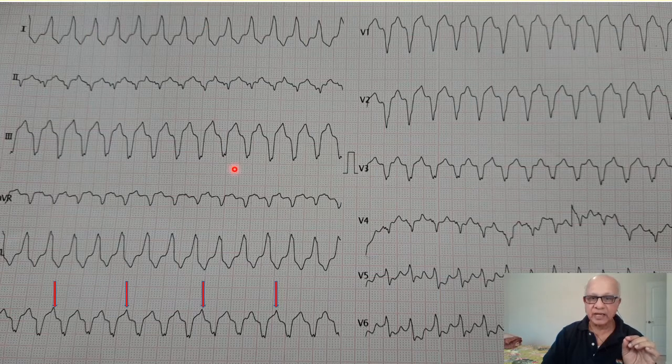1 is positive and 3 is negative. So what is the axis? The axis is a left axis deviation.